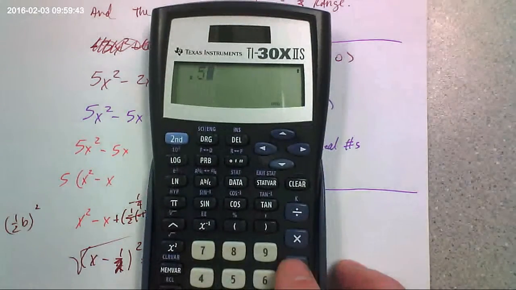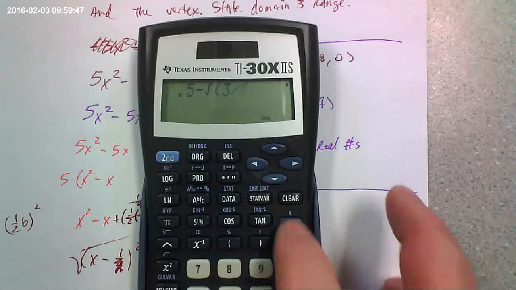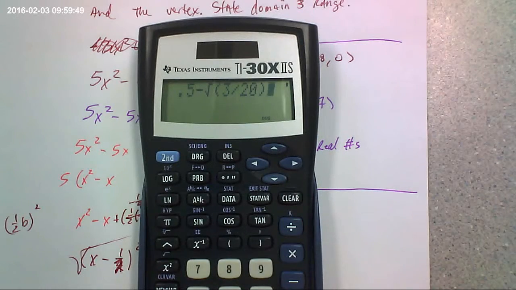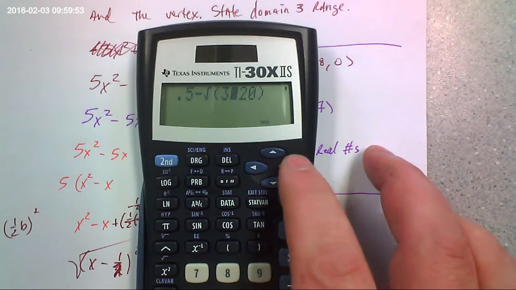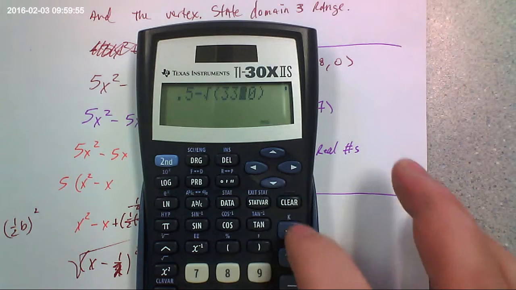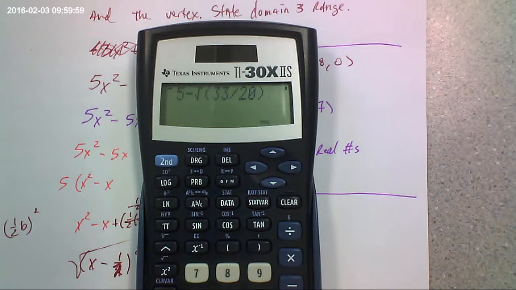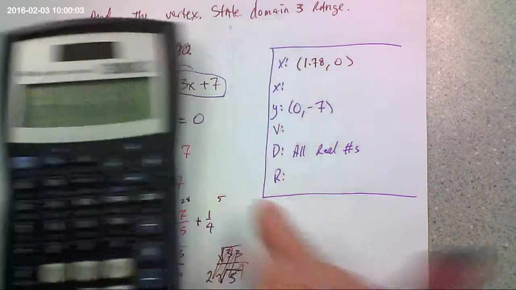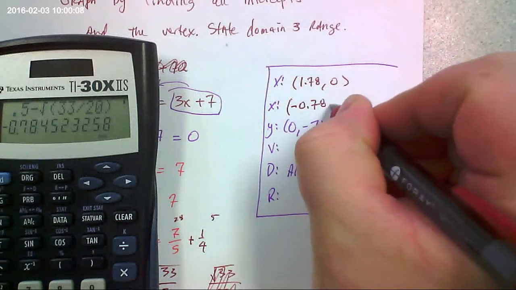Okay, now this time it's minus, right? Square root 33 divided by 20. I prefer to do it this way because you won't make as many rounding errors. So the other one is negative 0.78 comma 0. Good?